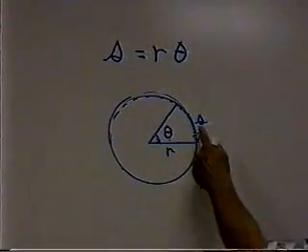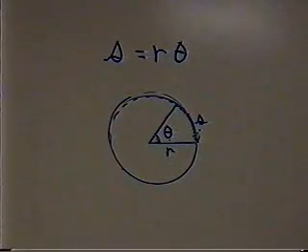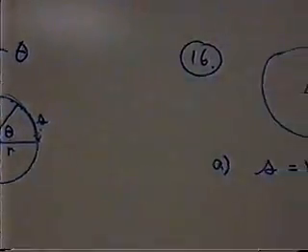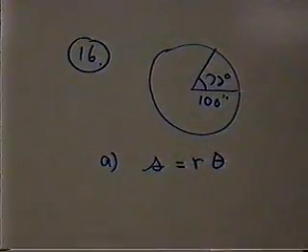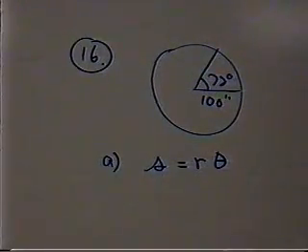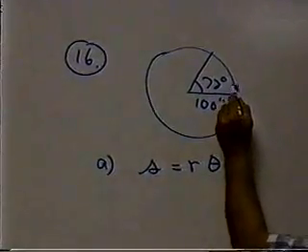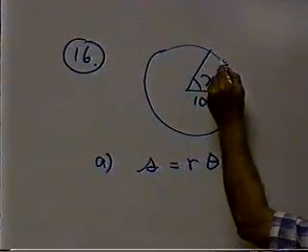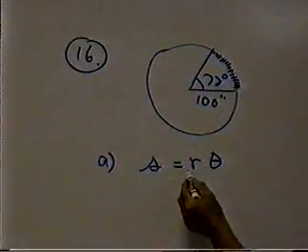All right, so S is the arc length, R is the radius, theta is the angle in radian measure. All right, let's look at example 16 in the notes. 16 says a circle has a radius of 100 inches. How long is the arc subtended by a central angle of 72 degrees? We want to find what this length is in inches, so therefore S is equal to r theta.